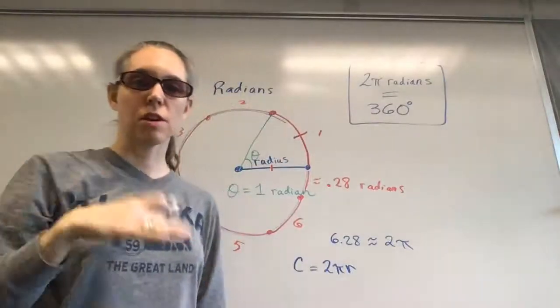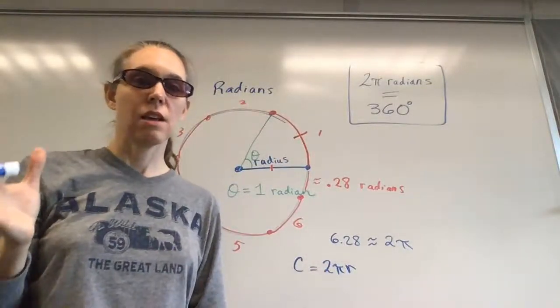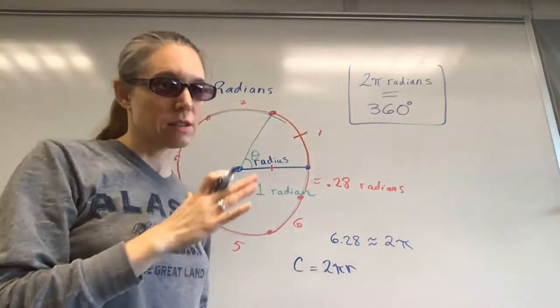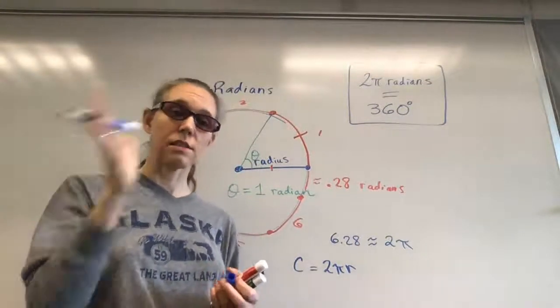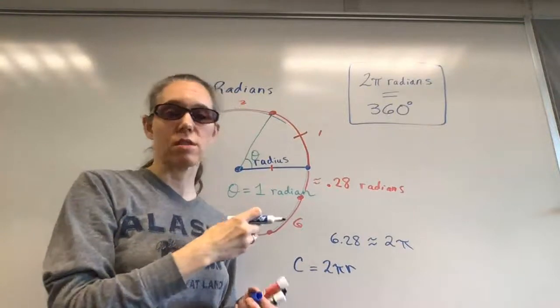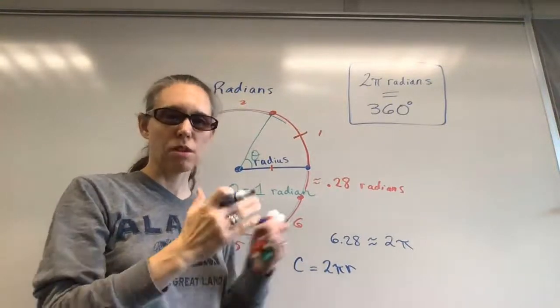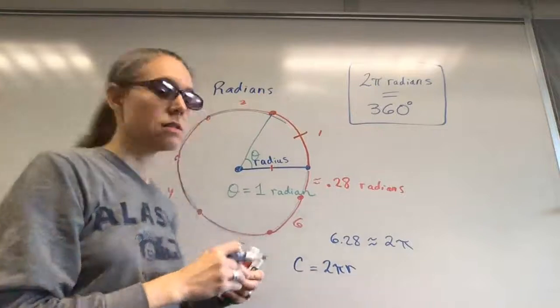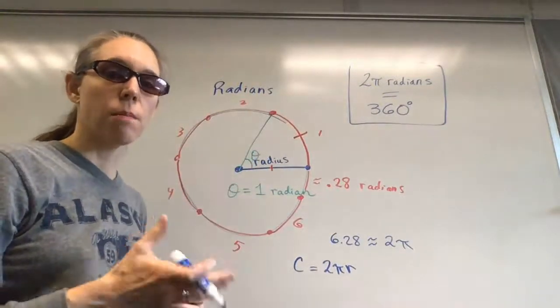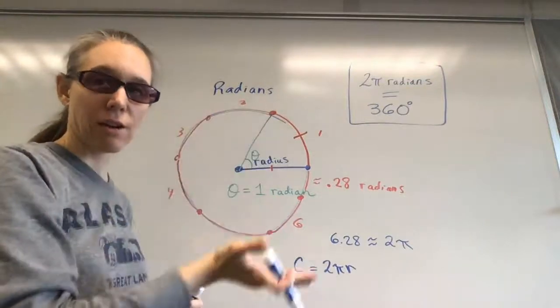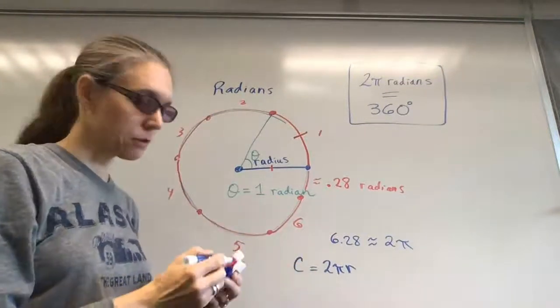Think of this as converting back and forth between Fahrenheit degrees and Celsius degrees. Fahrenheit degrees and Celsius degrees both measure the exact same thing, but just with different numbers. And so in the same way, radians and degrees for a circle both measure an angle, but with different numbers.